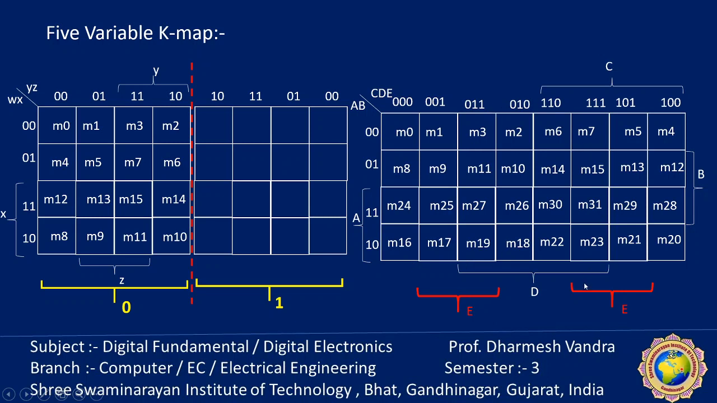Middle four cells are represented by D. The first and second column, and the seventh and eighth column, are represented by D dash. Remember that.